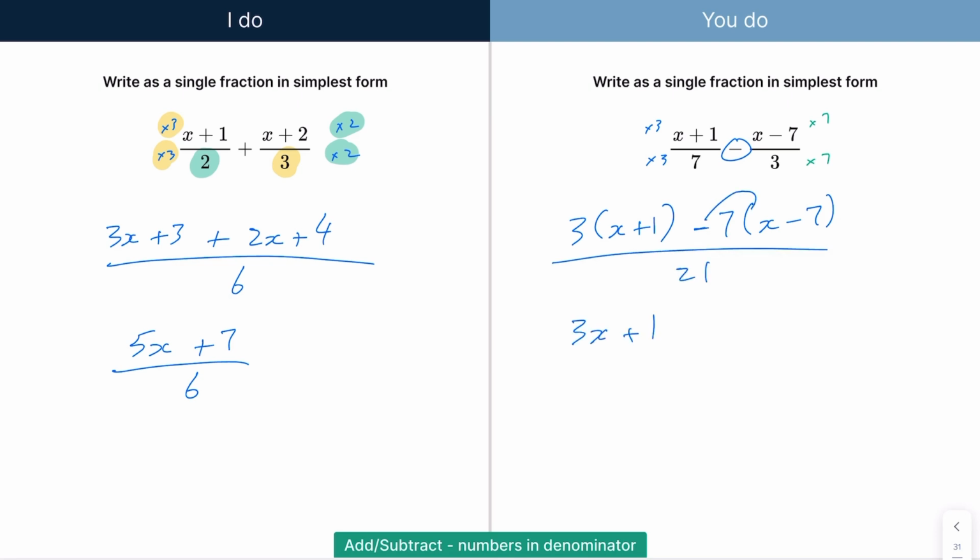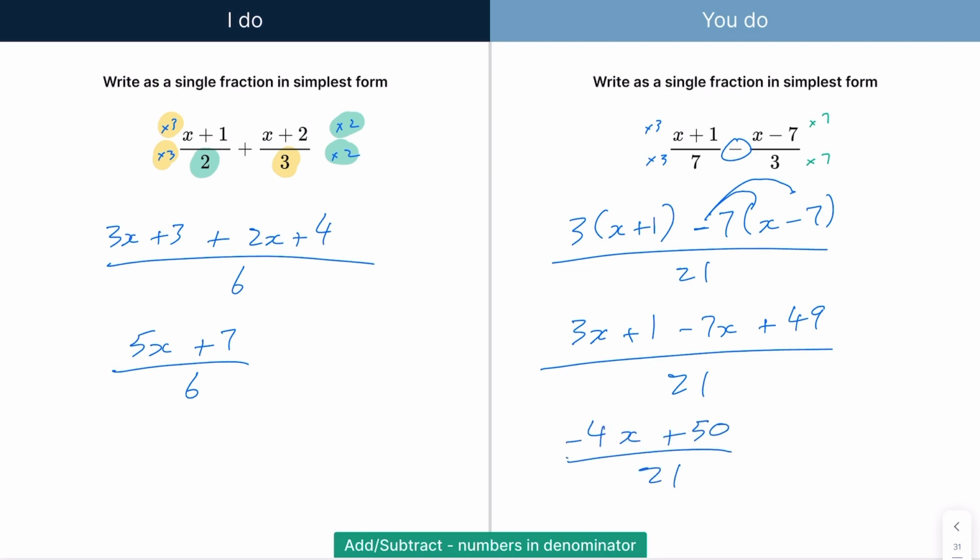And this is where people get caught out. So they get the minus 7x there, and they mess this bit up. That's now a positive 49 over 21. The two negatives make a positive. So just one to watch out for. So that's minus 4x plus 50 all over 21.